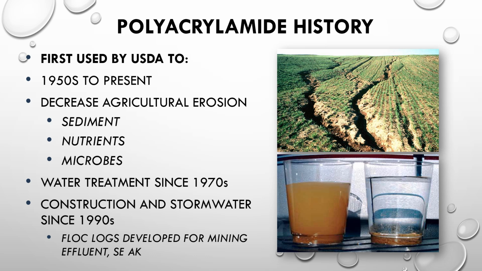Since then, it's also been used extensively since the 1970s for water treatment, again in drinking water and wastewater, and also industrial treatments. And then in the 1990s, it was originally developed in the early 90s for mining effluent, and now it's being used since the mid 90s for erosion control and stormwater treatment, and really exploded since then all across the United States, Canada, South America, New Zealand, Australia. It's a very widely used material for erosion control and stormwater treatment.